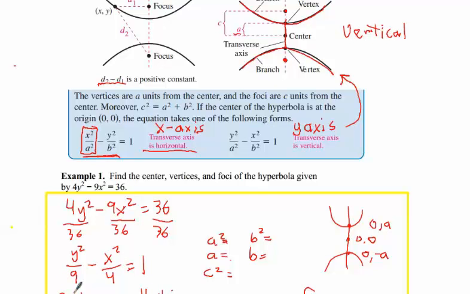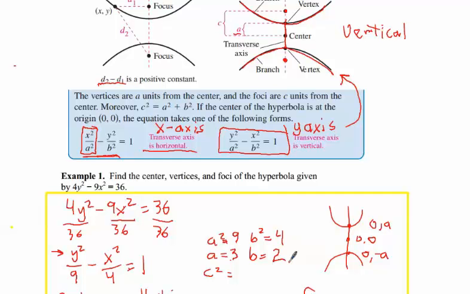And then from the equation above, this is the standard form that we're going to use because y squared comes first on this one. So that means the transverse axis is vertical. So therefore a comes underneath the first term, whether it's x squared or y squared. And so a squared is 9, which means a is 3. And then b squared is 4, which means b is 2.